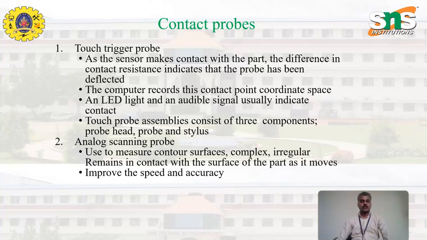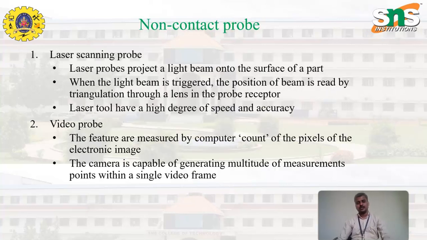Okay. Then next is the analog scanning probe. The analog scanning probe is used for complex and irregular shapes, to measure the shapes. This helps in improving the speed and the accuracy. Then the second type is called the non-contact probe. Here we have two types: laser scanning probe and video probe.